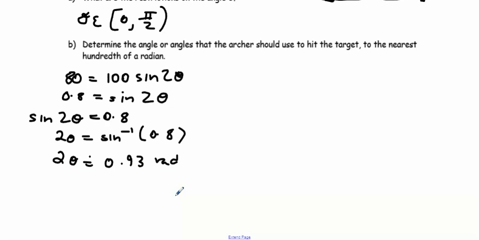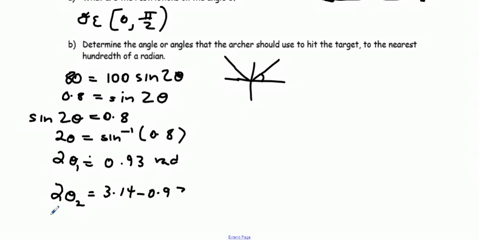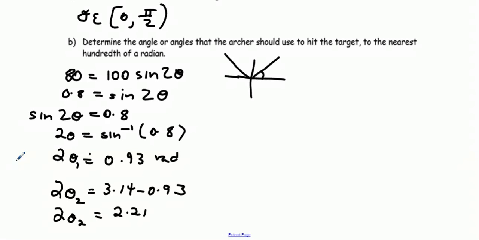Let's see if there are any more. Sine is also positive in quadrant 2. So you could call this 2 theta 1. And then 2 theta 2, if I wanted to get the next instance, so this one is 0.93. If I want the other one, then I'm just going to have to do 3.14 minus 0.93. So 2 theta 2 is going to be 3.14 minus 0.93, and that's going to give us 2.21. Now, 2.21 is greater than pi by 2, which is 1.57. But remember, I have to divide through by 2, so I know that I'm going to get less than 1.57 when I divide through by 2.